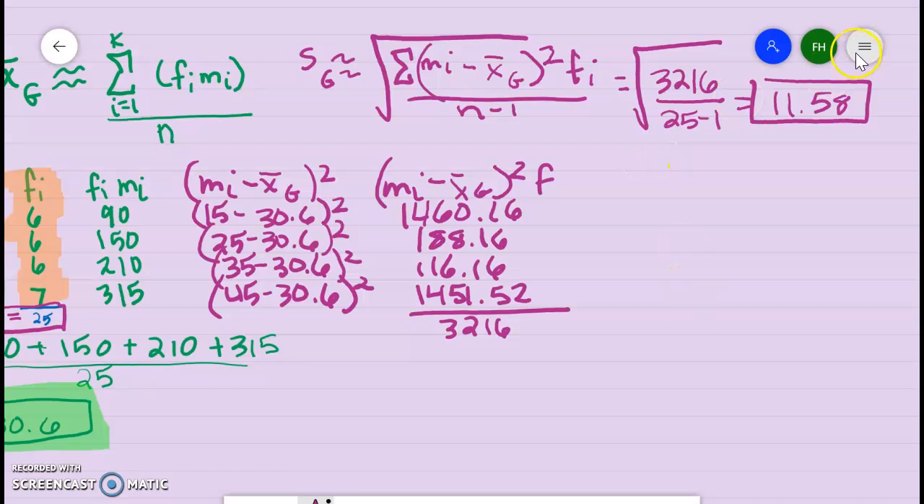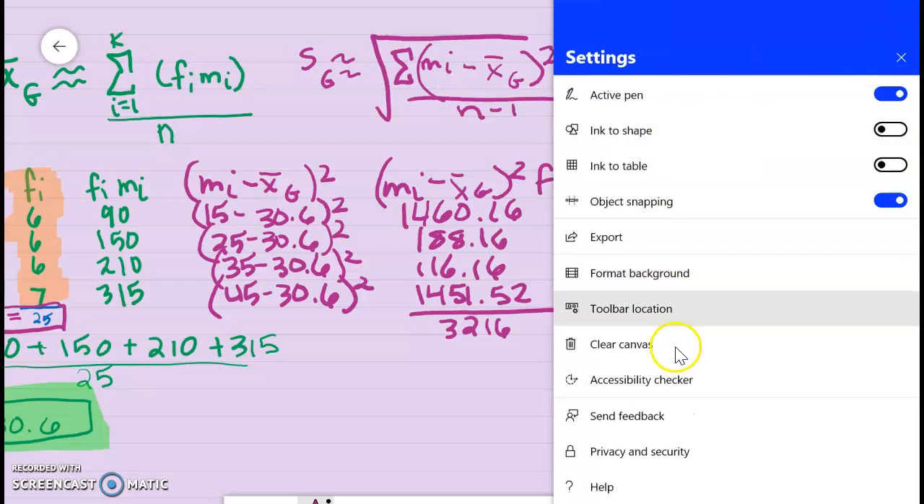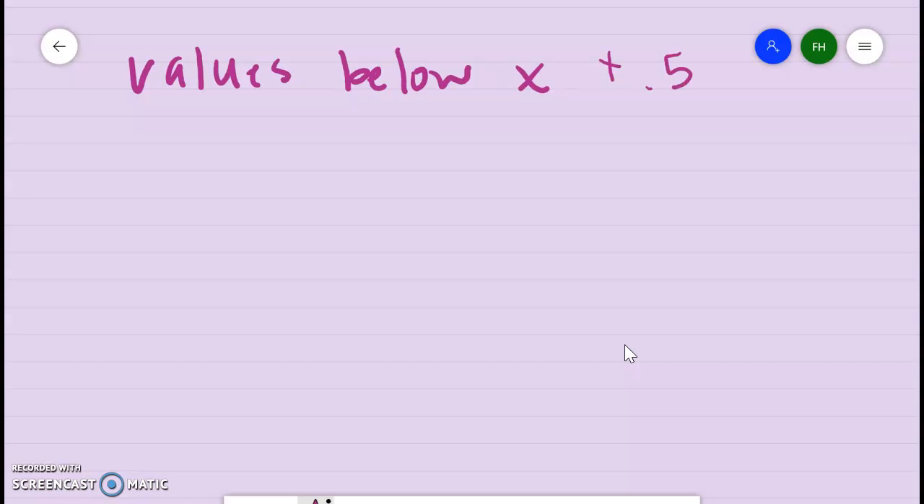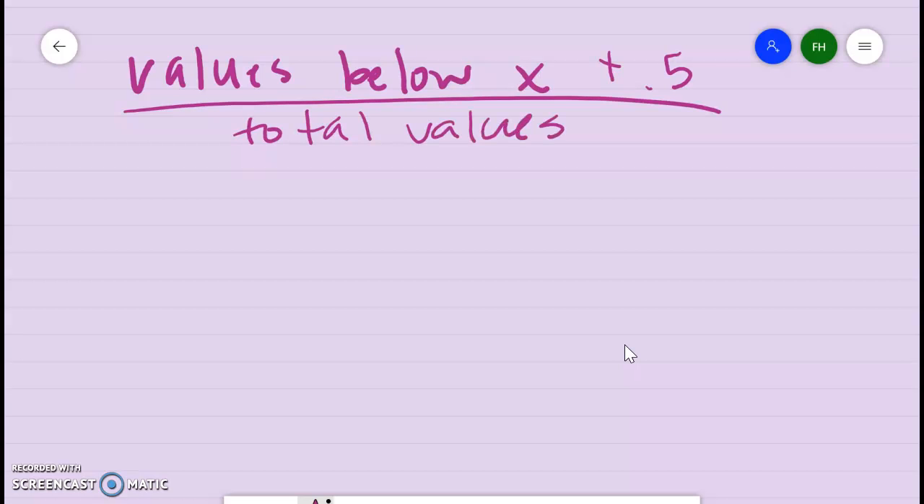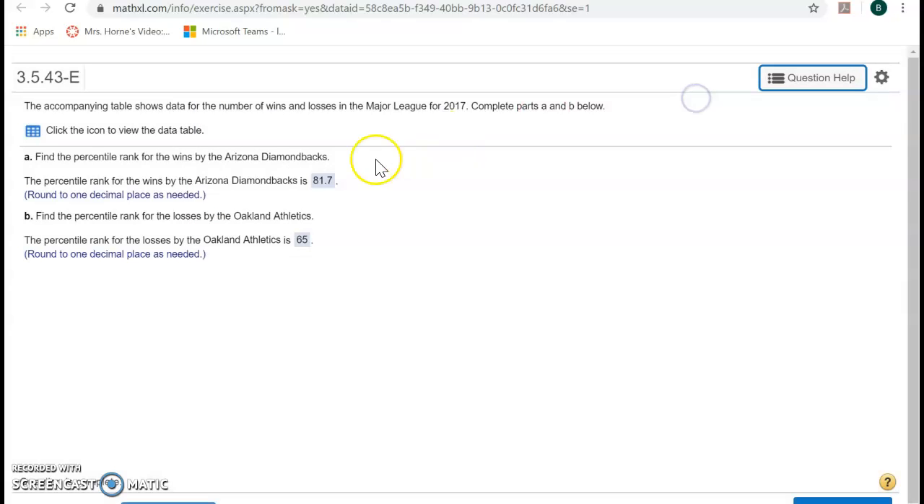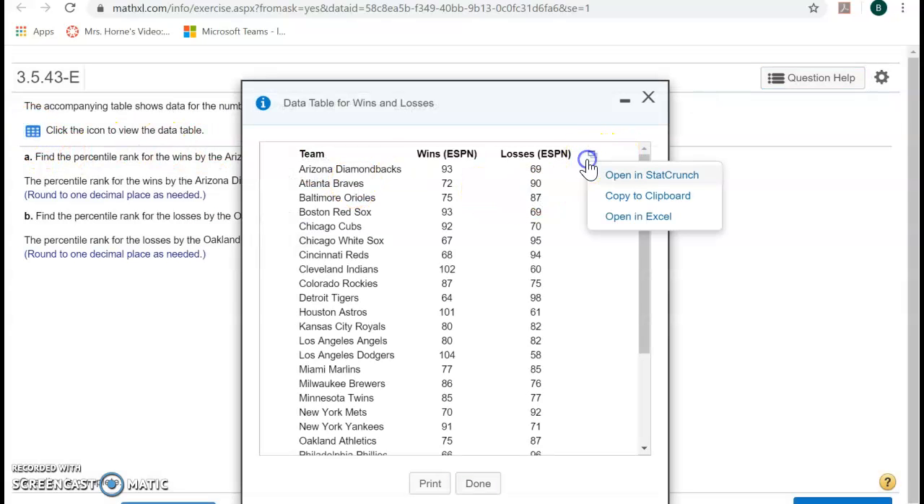So let's look at that together. Values below x plus 0.5 divided by total values. So what I would do is I would use the formula and work it by hand, but I would open it in Excel.